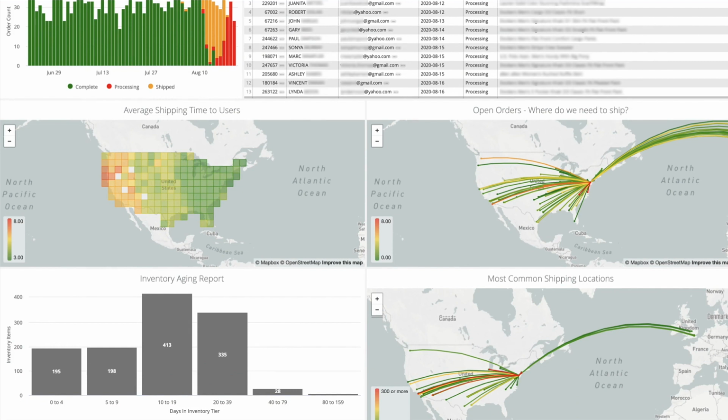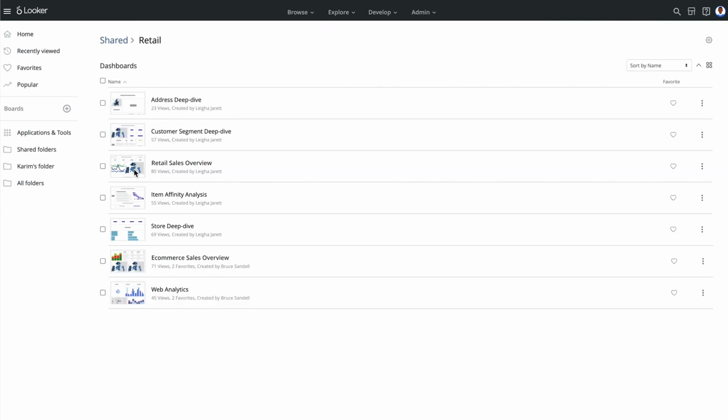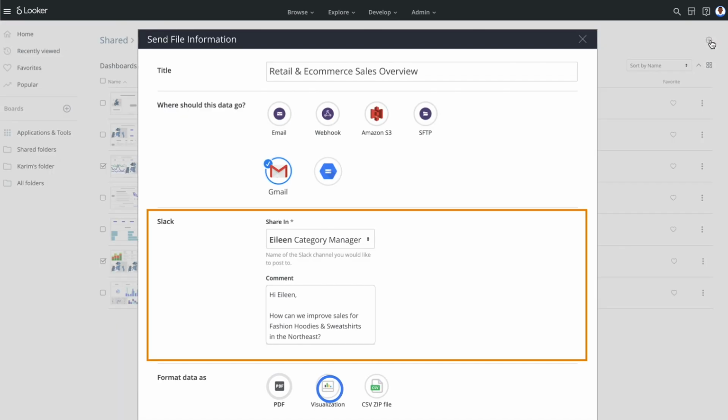Retail sales and inventory turnover are low in the Northeast, while e-commerce sales are picking up. Dante is more concerned about the long-term seasonal trends for next year, but there's clearly a short-term problem at hand for the category manager to handle. He decides to share his insights with his co-worker, category manager Eileen. He selects the pre-filtered dashboards he just analyzed and sends them directly to Eileen's email.